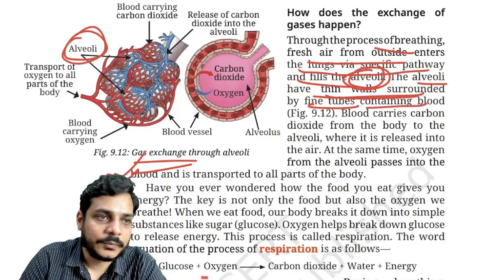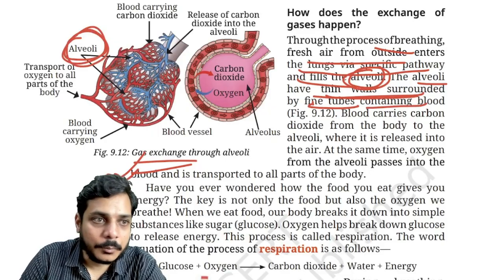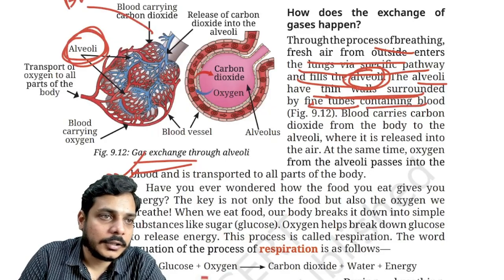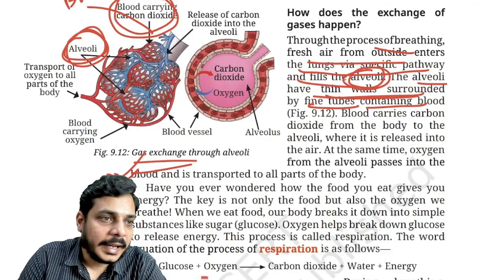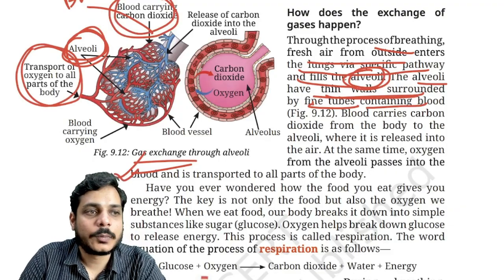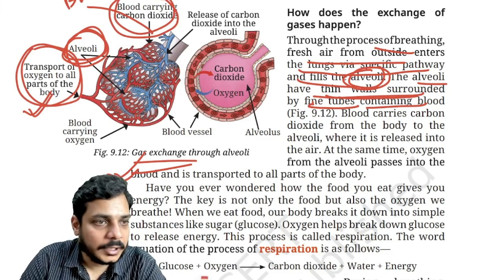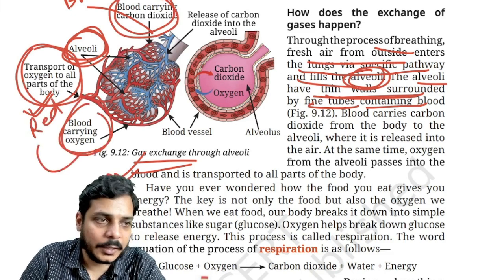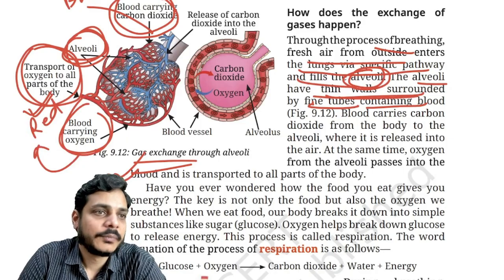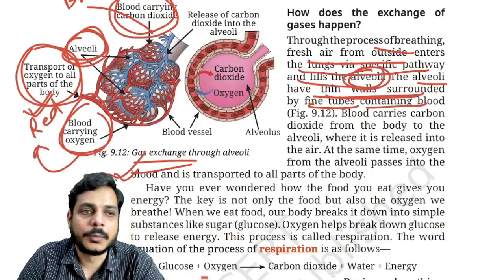This is alveoli. And the ones that are in blue, you'll find that they are the ones where the blood is carrying carbon dioxide. And this red color is the transport of oxygen to all parts of the body. The blood carrying oxygen is the red one. That means it is a pure form of blood. The one carrying carbon dioxide is blue in color.